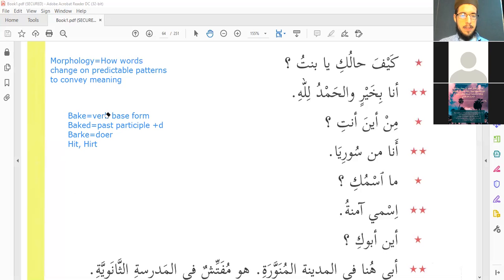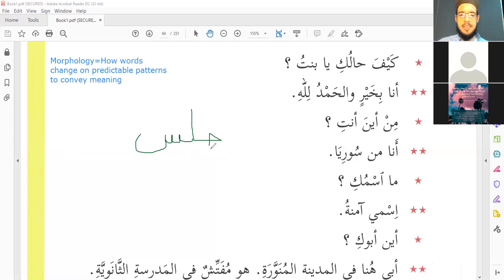We're going to be talking about verbs first, okay? Because in Arabic, everything is based off of the verb. So if we take a verb, let's say jalasa. We had that in our last lesson. Jalasa means to sit. Jalasa literally means he sat, past tense. Okay? This is a verb.